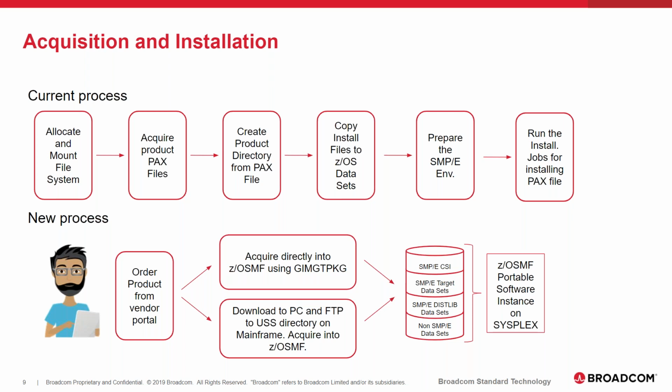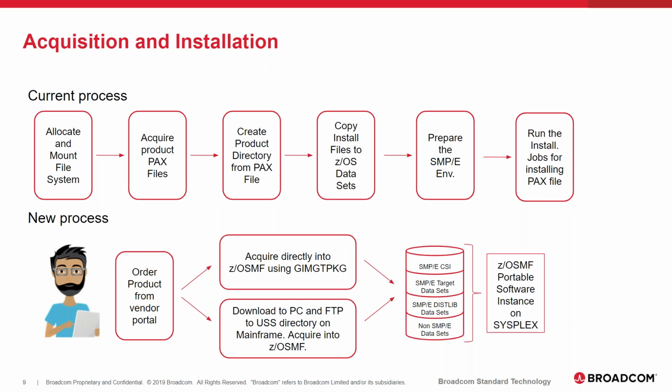You order your product the very same way you are used to from the customer support online portal and acquire it directly to your z/OSMF. In case you cannot do that for some reason, such as security reasons, you can acquire it to z/OS. You can also manually download it to your PC and then transfer it to your mainframe, from where you can acquire it to the z/OSMF.